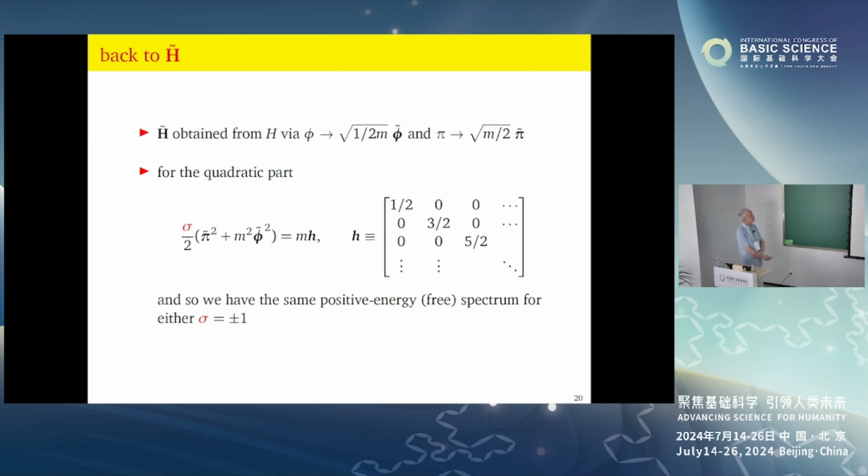So let's get back to this H-twiddle matrix. It's obtained from the operator H by replacing the operators phi and pi by these matrices. Now, if you just focus in on the quadratic part of H-twiddle, it involves these non-Hermitian matrices. And this combination effectively brings in another factor of sigma. And so what comes out is just m times this matrix, which is just the normal positive energy free spectrum, which is therefore true for either value of sigma. And this coming out is the reason why we chose that particular quantization that we did.